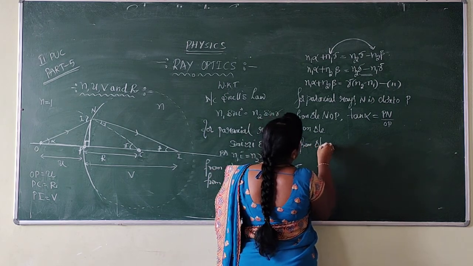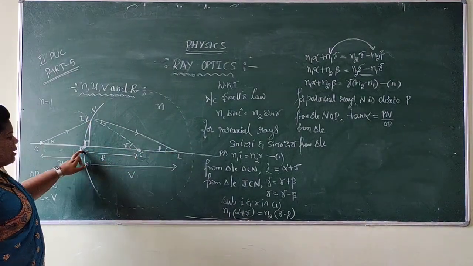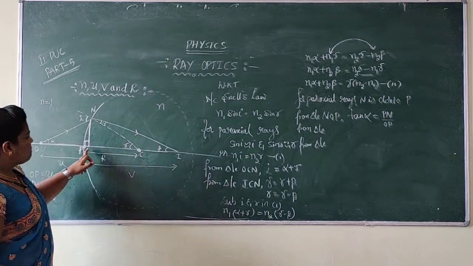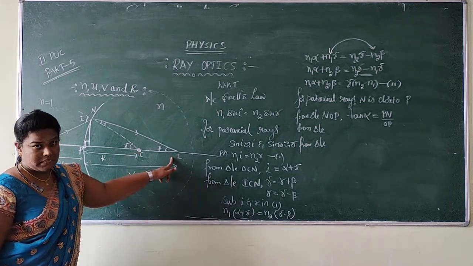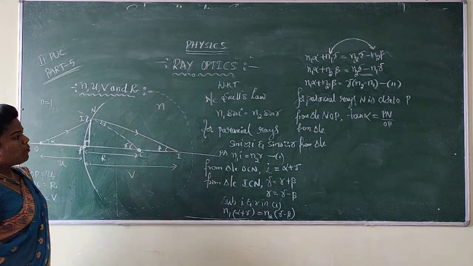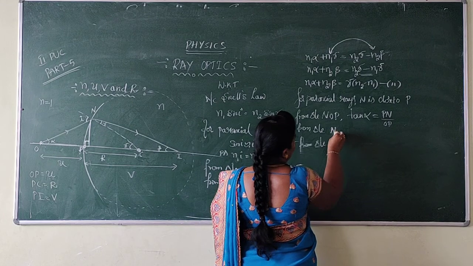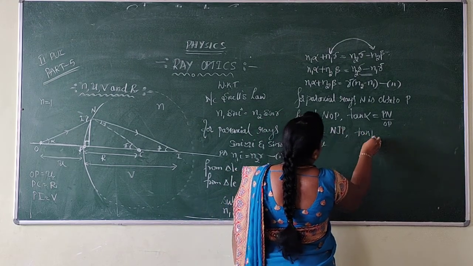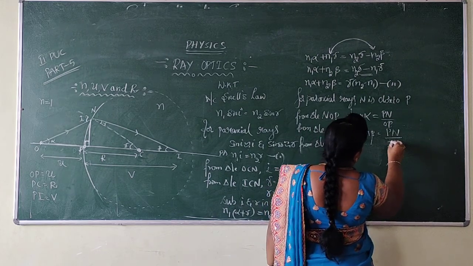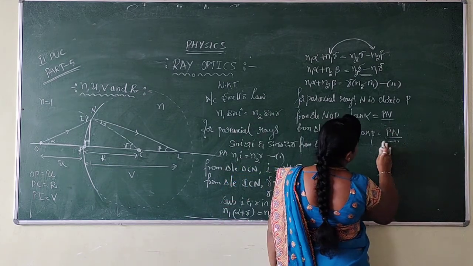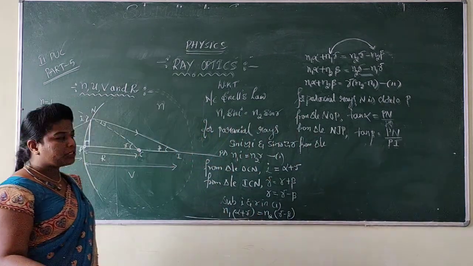Similarly, I am using two other triangles. Now I am using the triangle NIP. PN becomes the opposite side, PI becomes the adjacent side, and NI becomes the hypotenuse side. So from triangle NIP, tan beta is equal to PN by IP. All the distances should be measured from P, so it should be written as PO and PN, not OP, because all the distances should be measured from the pole.